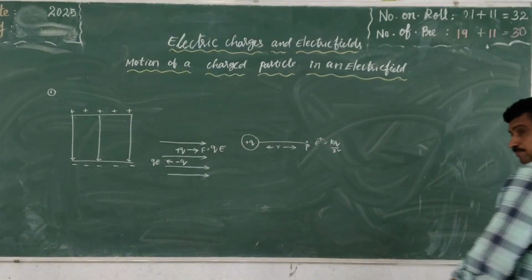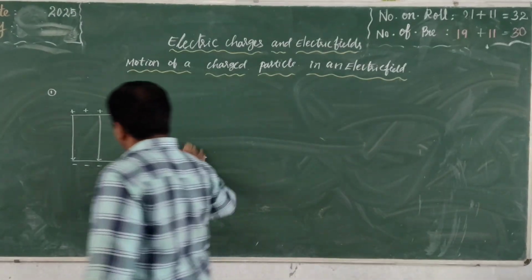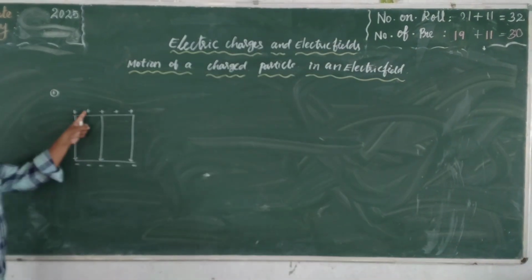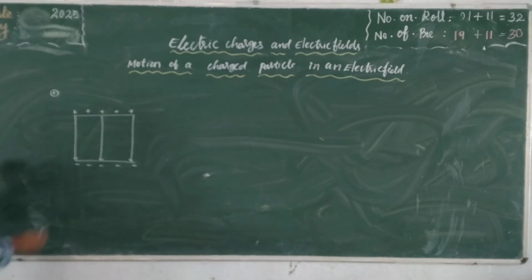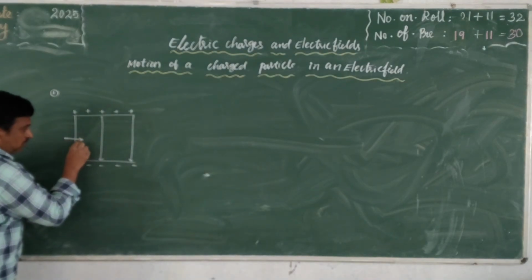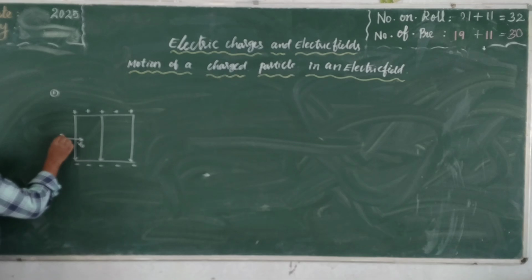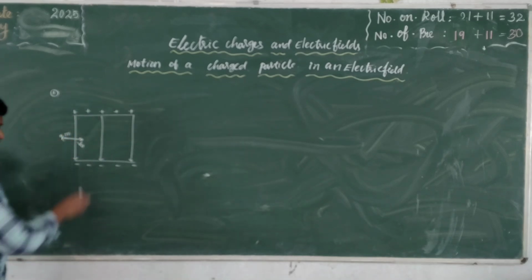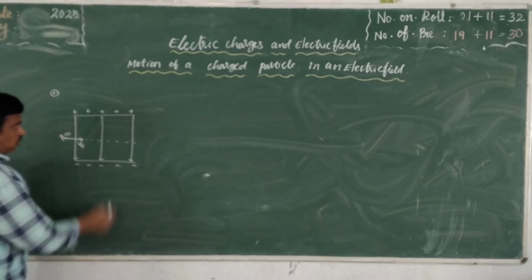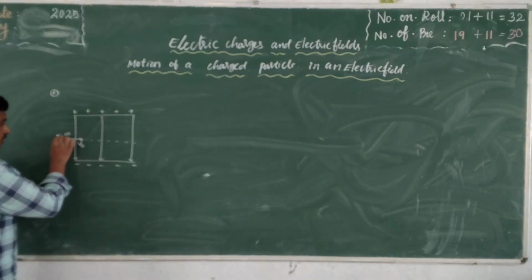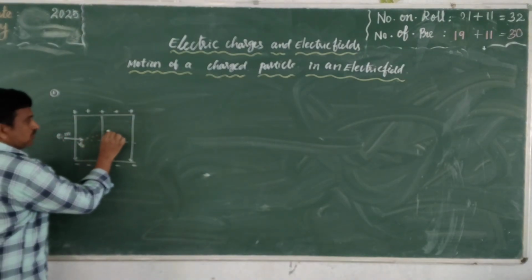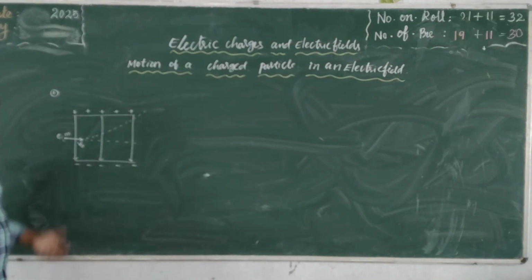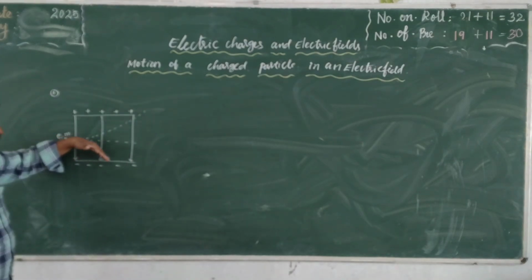Now we discuss here, in this case, this is the electric field, positive to negative. Here a charged particle is there, its velocity is v naught. This is the charged particle, it has mass m and charge q, moving with velocity v in this electric field. It will be moving like this because of the positive charge. For example, here it is an electron, moving towards the positive charge.